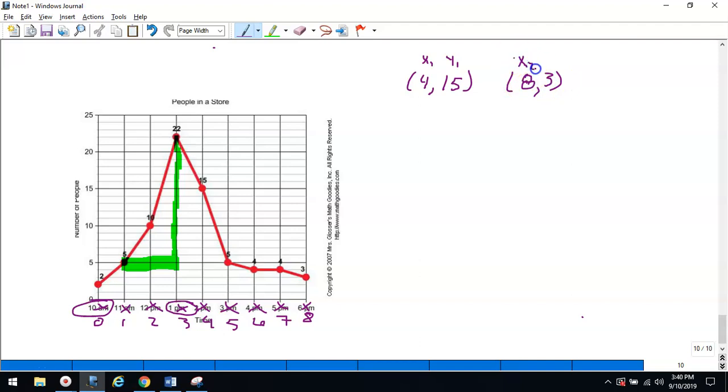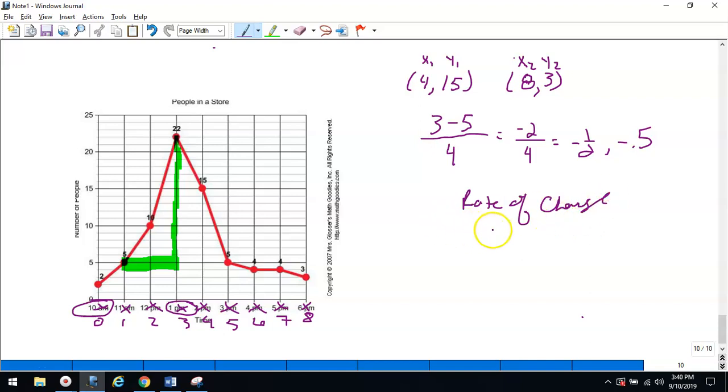And that's x2, y2. So 3 minus 15 over, that's going to give us our negative, right? Over 8 minus 4, which is 4. So negative 12 over 4 is equal to negative 3. That's going to be the rate of change from 2 to 6 p.m. Okay? Rate of change from 2 till 6. So, and I think there's only 2, oh no, there's 3 questions on this. So let's take a look at the next one.